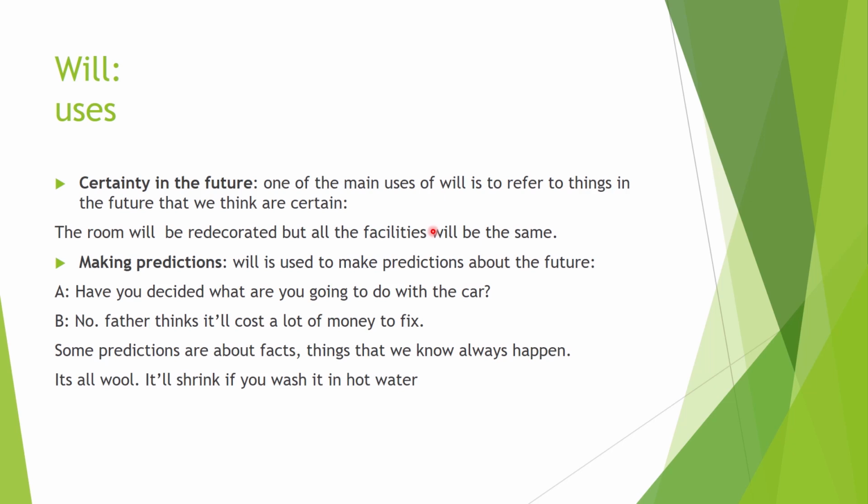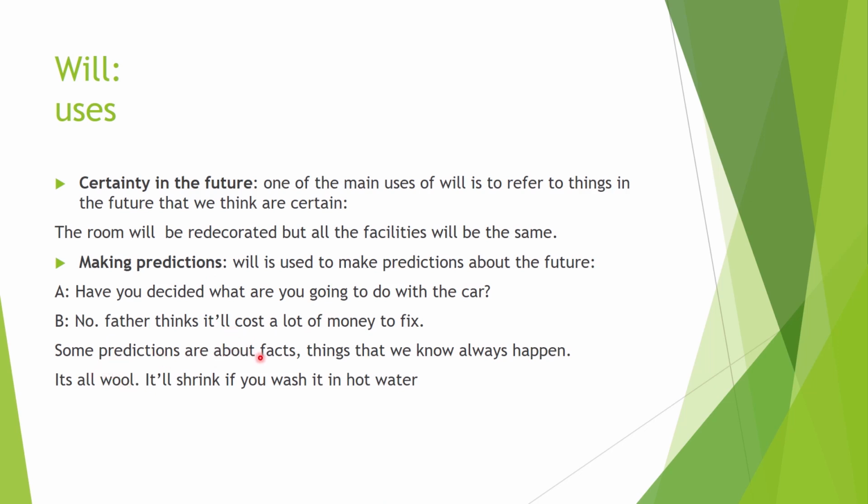Will is used to make predictions about the future. Look at the example. Have you decided what you are going to do with the car? No. Father thinks it'll cost a lot of money to fix. Now here, the father is what? The father is predicting something. So here we use what? We use will. And the father is pretty sure about this, so we use will.